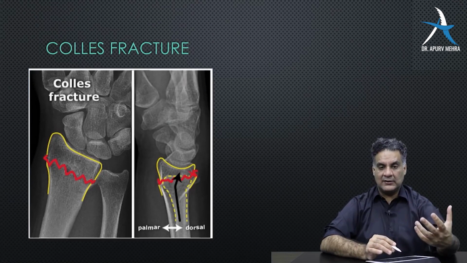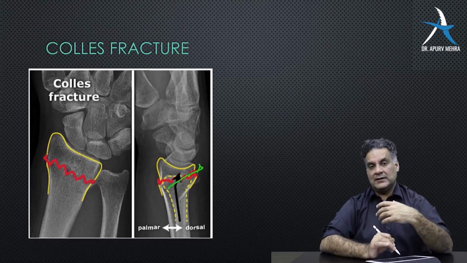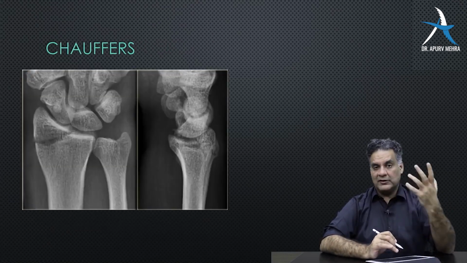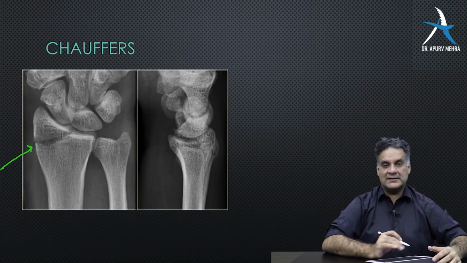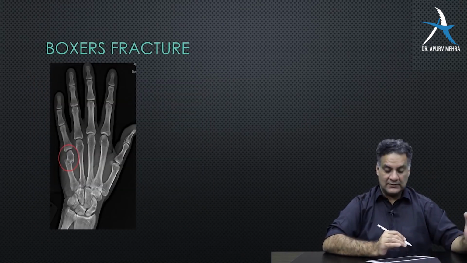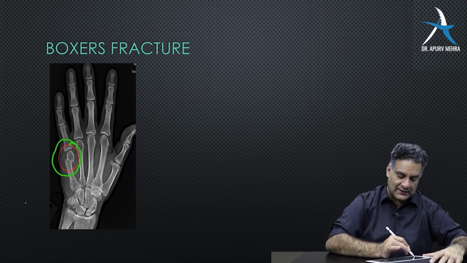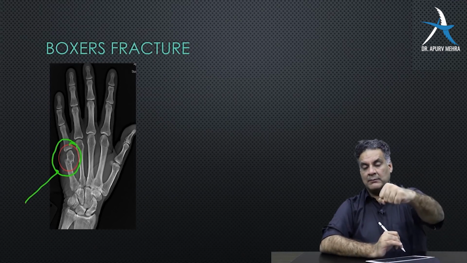Colles fracture is an extra-articular fracture of radius with a dorsal displacement. Chauffeur's fracture involves the fracture of the radial styloid. Boxer's fracture is the fracture of the neck of the fifth metacarpal occurring in boxers.